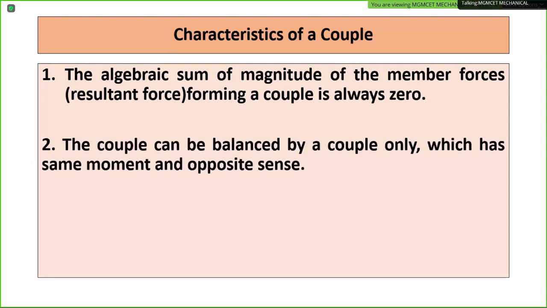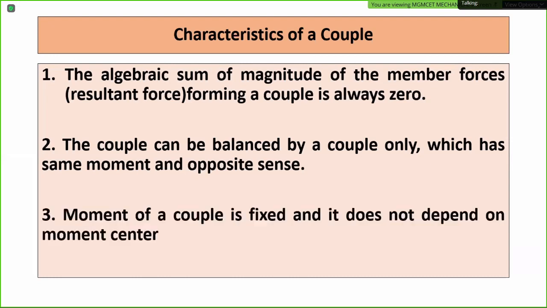The couple can be balanced by a couple only which has the same moment and opposite sign. Suppose a couple दिया हुआ है, clockwise couple दिया हुआ है, and its magnitude is 30 Newton meter. तो उसको बैलेंस करने के लिए मुझे क्या करना पड़ेगा? The same magnitude couple, but in opposite direction I have to apply. So the couple can be balanced by another couple only which has the same moment and opposite sense. Opposite sense means opposite direction. अगर क्लॉकवाइज को बैलेंस करना है तो एंटी क्लॉकवाइज बैलेंस करना पड़ेगा. Another couple has to be anti-clockwise.